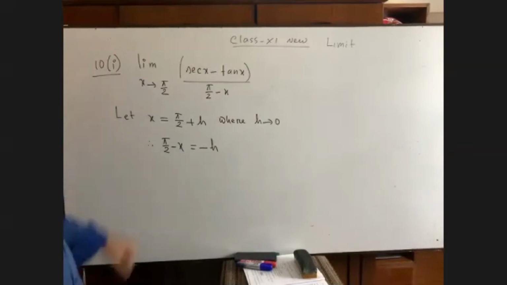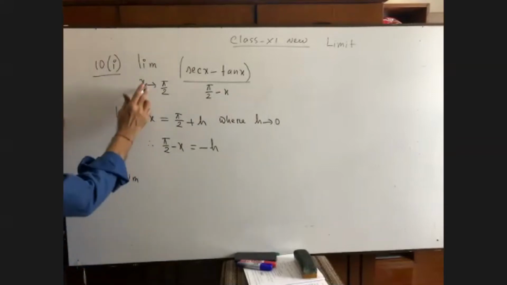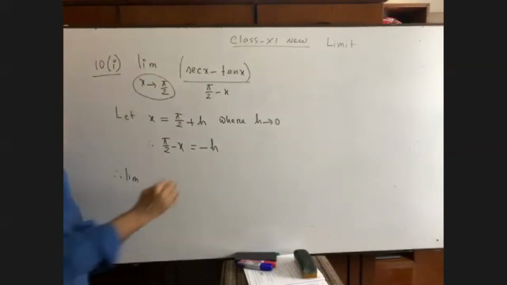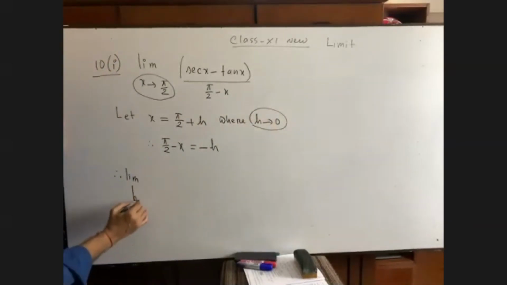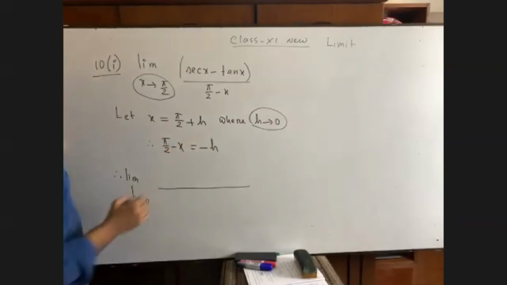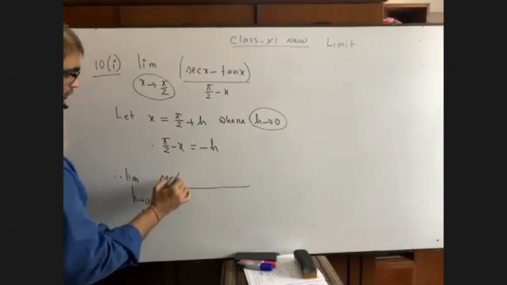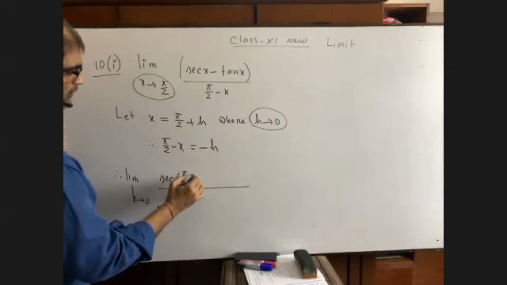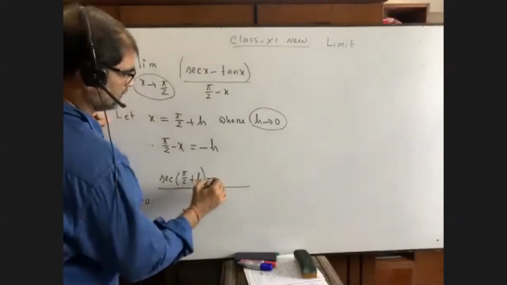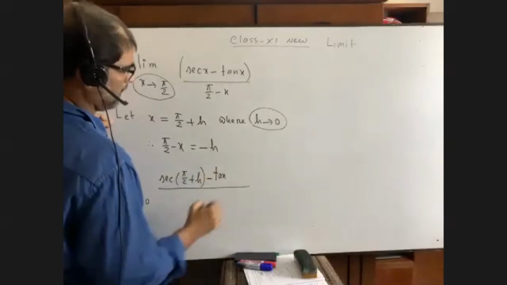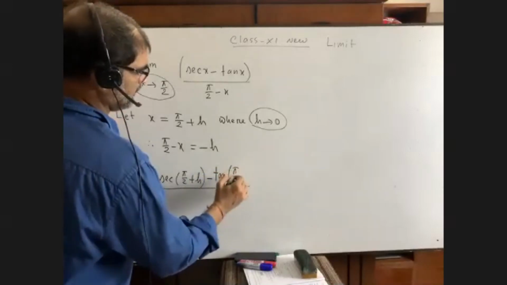I think it is now easy for you. Now write down here: therefore, limit x tends to pi by 2. What is x? x equals pi by 2 plus h, so h tends to 0.